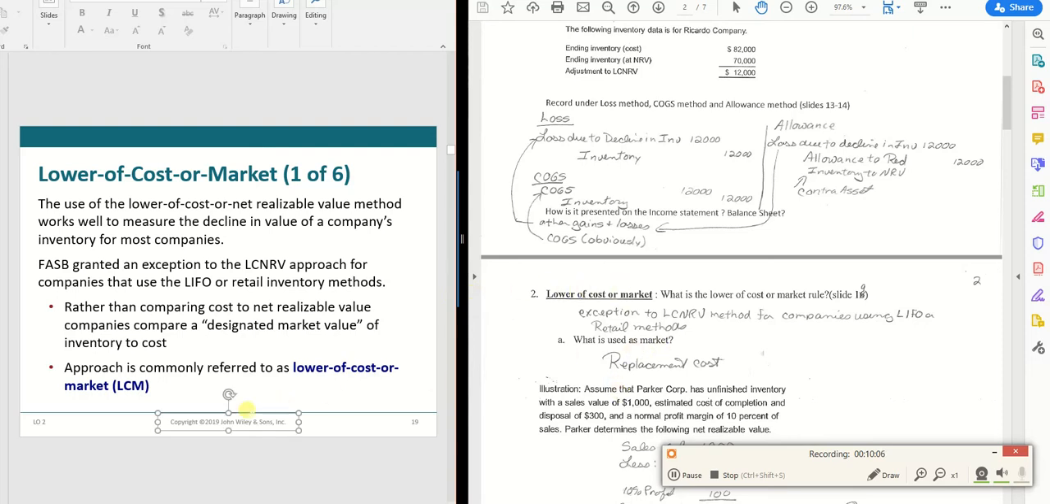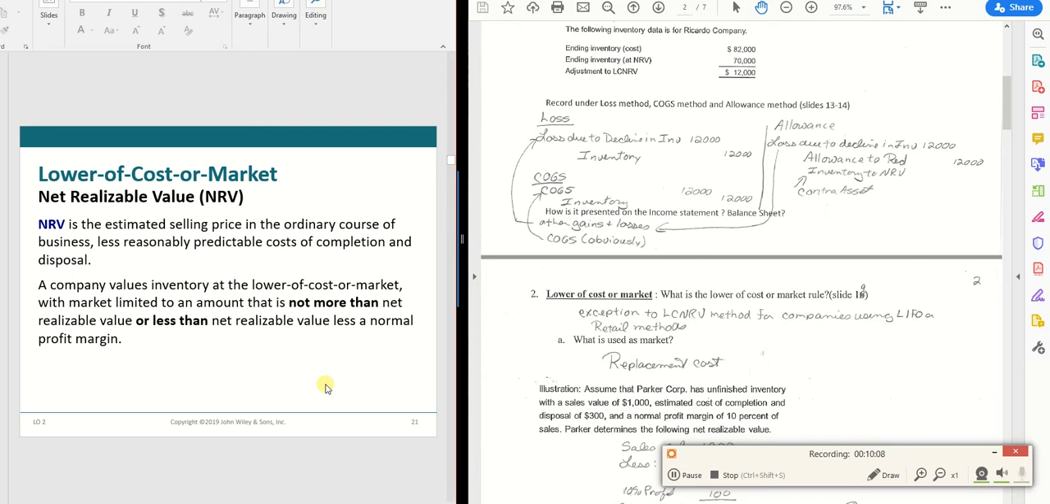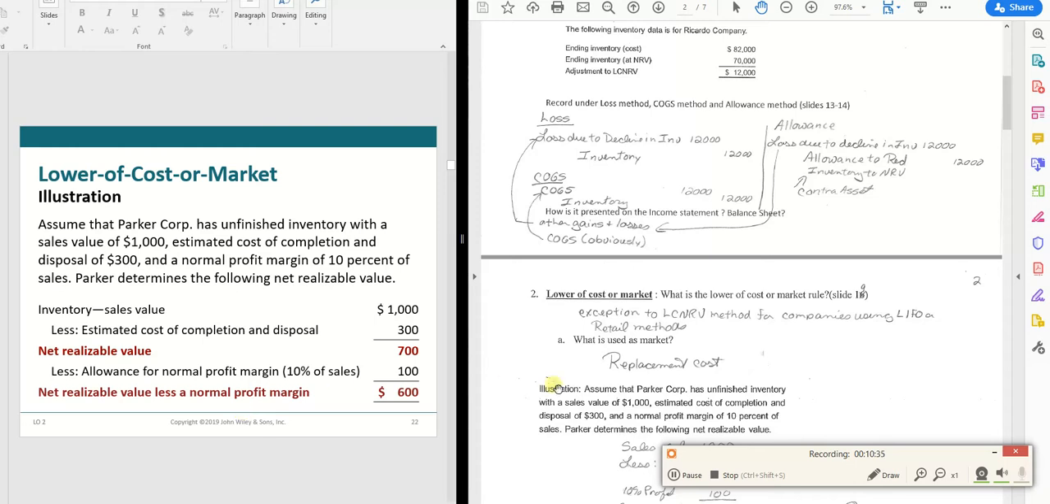All right, so here's where it gets really complicated. The replacement cost has a ceiling and a floor. The ceiling is not more than net realizable value, and the floor is net realizable value less normal profit margin. So we're going to go through some examples on that. Here's a quick one right here, the simple example.